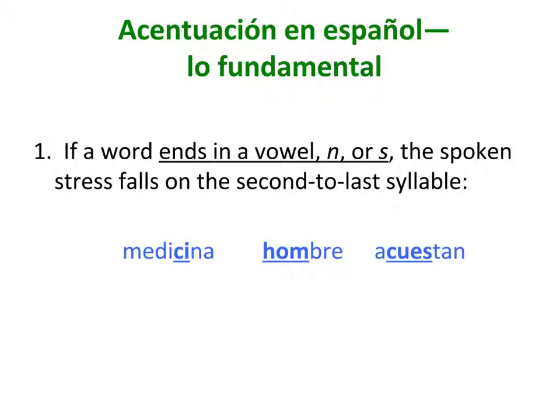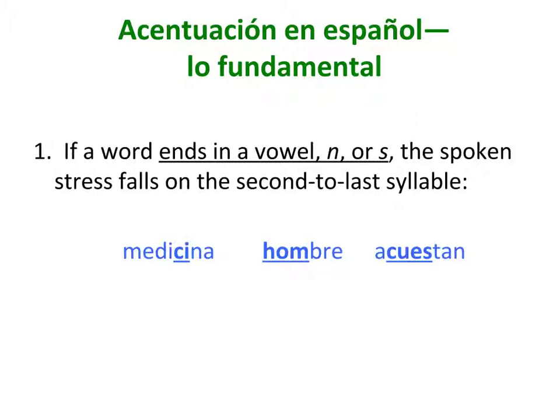The rules are actually pretty simple, and I think they'll help you tremendously and give you some insights about pronunciation as well. So here are the basics about acentuación en español, lo fundamental. We have a couple of rules that govern how accents work in Spanish. And you need to keep in mind that every word has a stress somewhere. Even if there's not a written stress, there is a stress when you pronounce the word. So look here at rule number 1.